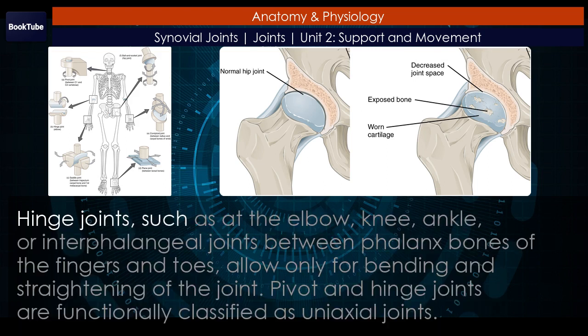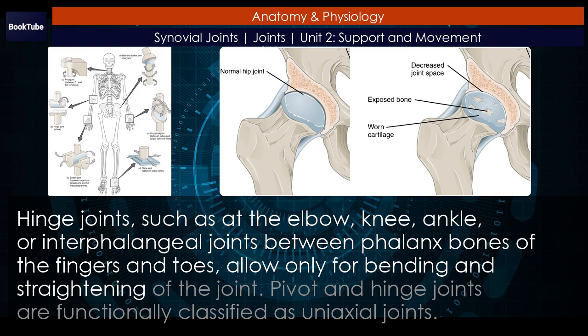Hinge joints, such as at the elbow, knee, ankle, or interphalangeal joints between phalanx bones of the fingers and toes, allow only for bending and straightening of the joint. Pivot and hinge joints are functionally classified as uniaxial joints.